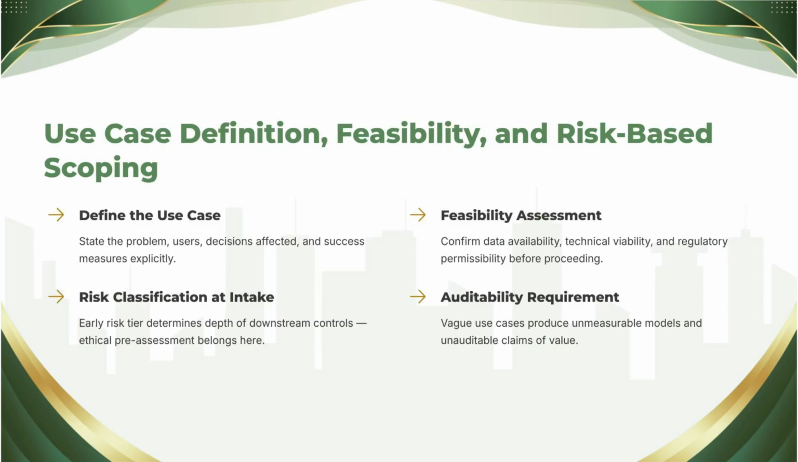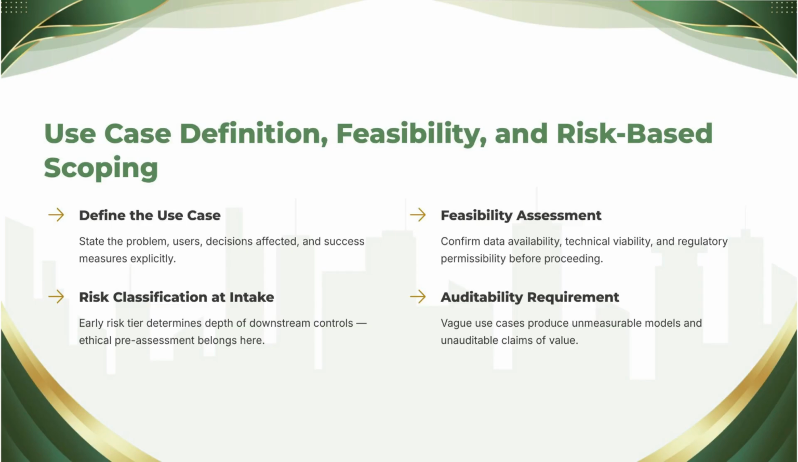Every AI system starts as a sentence. Someone saying, we should use AI for this. Today, we audit that sentence because projects that begin fuzzy end expensive and sometimes end in the newspaper. Three checkpoints at the very beginning: use case definition, feasibility, and risk-based scoping.